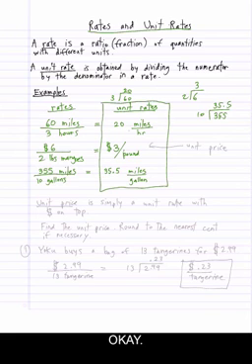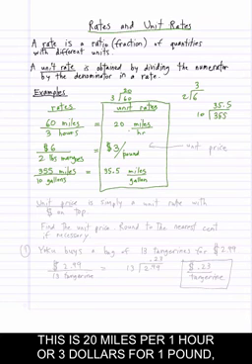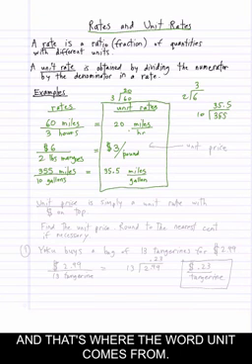Unit rates just simply means that we really have an invisible 1 on the bottom, right? This is 20 miles per 1 hour, or $3 for 1 pound, 35.5 miles per 1 gallon. That's where the word unit comes from.